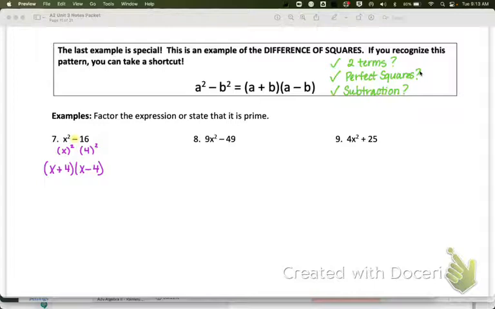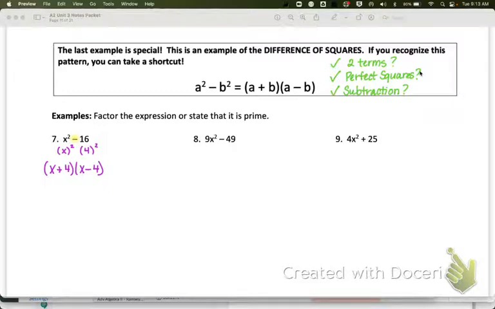The order also doesn't matter of the 2 factors. You could do x minus 4, x plus 4. That's fine. 2 times 3 is the same as 3 times 2. Multiplication is commutative. And so that would be fine if you do the minus before the plus. As long as you have 1 of each, you're good to go. So go ahead and think about number 8 yourself.